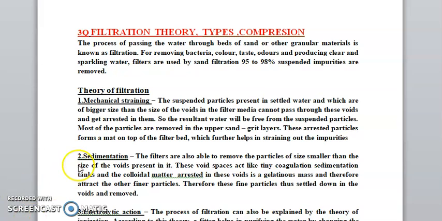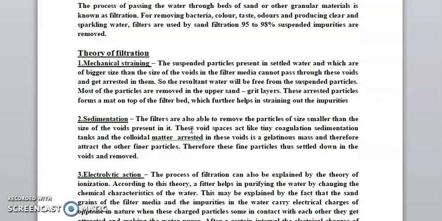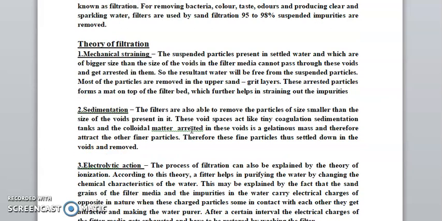Sedimentation. Now we go for sedimentation. Filters are able to remove particles smaller than the voids present in them. These void spaces act like tiny sedimentation tanks, and colloidal matter arrested in these voids forms a gelatinous mass, which therefore attracts other finer particles. Thus these finer particles settle down in the voids and are removed.